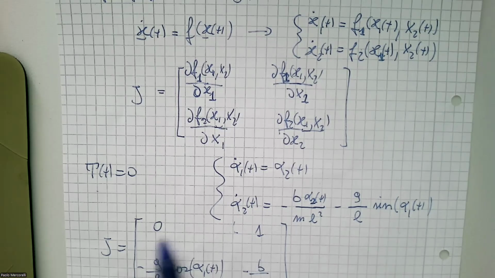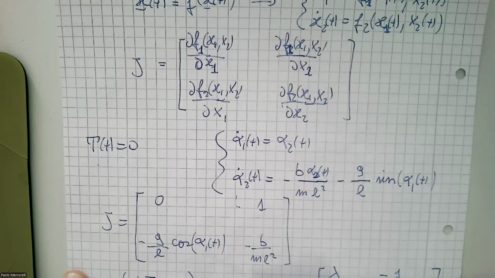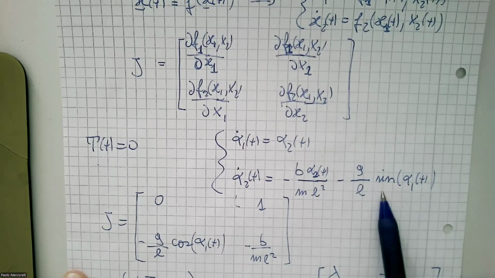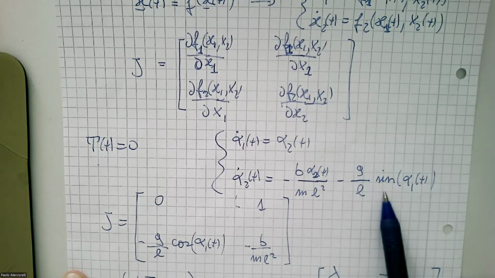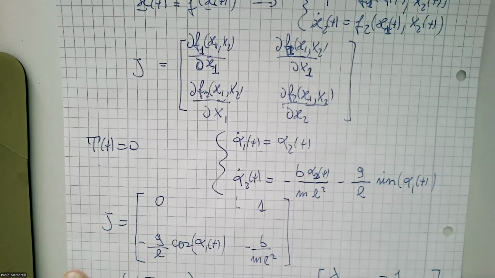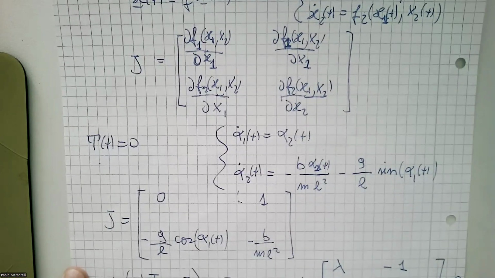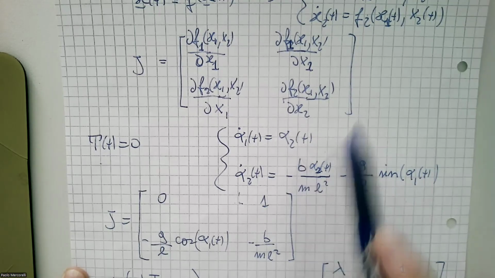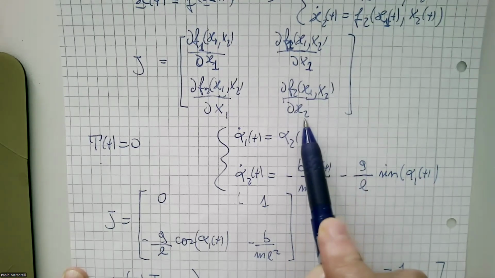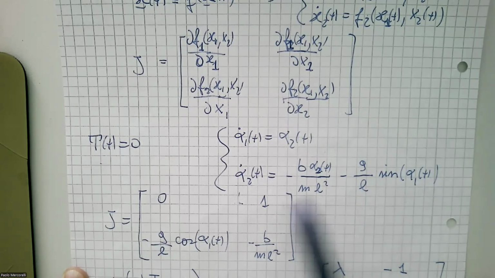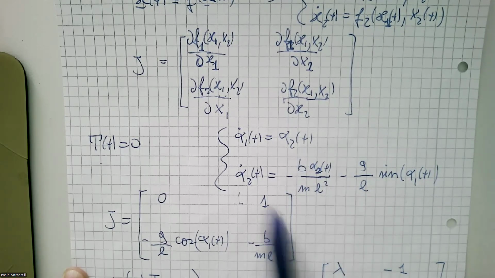What about this? Easy. It's the derivative of this expression with respect to alpha 1. You know that the derivative of sine is cosine. The variable to be considered is alpha 1. Why this? Because you have to take the derivative of this expression, f2, with respect to alpha 2. This means this is 0, and it remains b divided by m L squared.